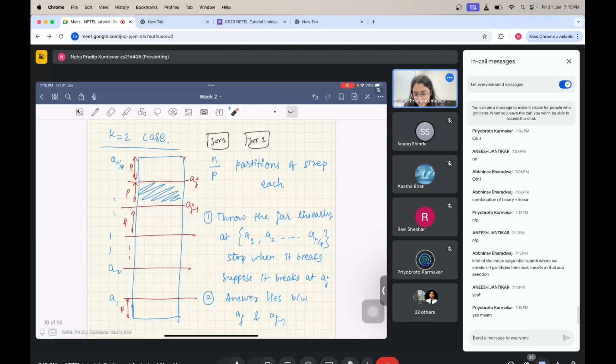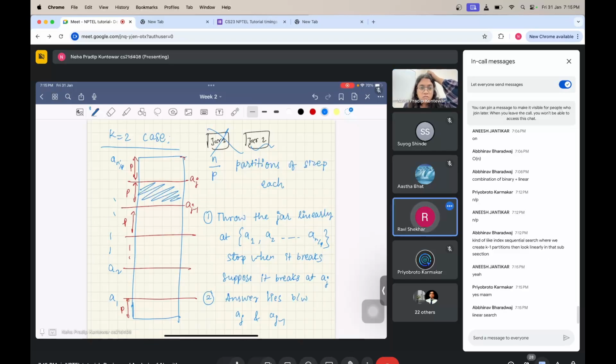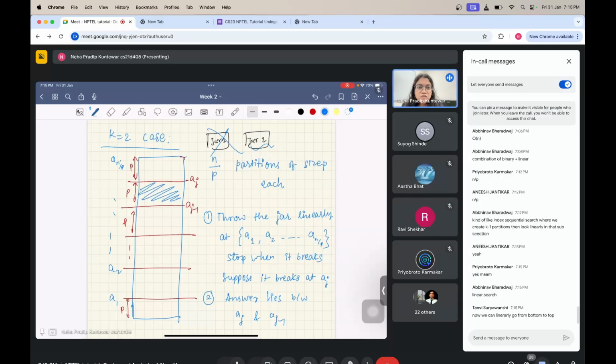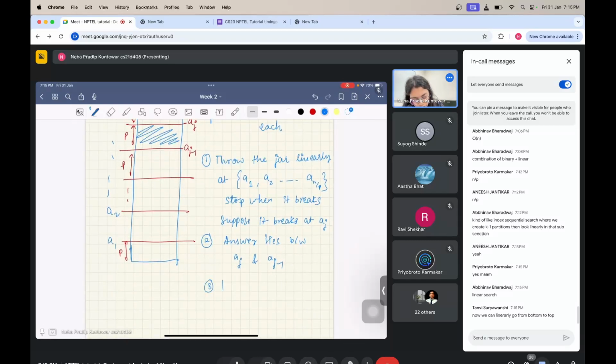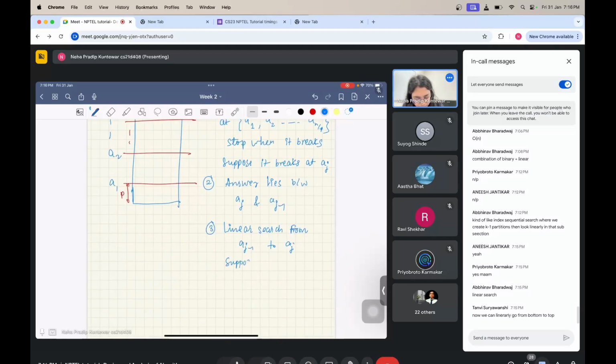So now you know your answer lies here, and you have one more jar left. One of these you have broken, and the other is with you. So then what would you do now? Again, linear within that. Exactly. Now you are again forced to do linear because you only have one jar, so you can't do anything better. So again you do linear search from aj minus 1 to aj, and suppose it breaks at ak, then output ak. So is the algorithm fine?